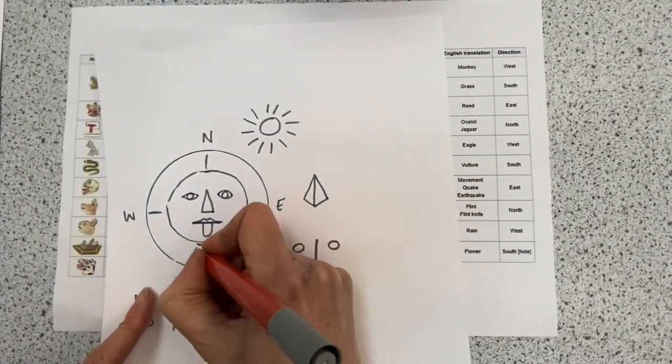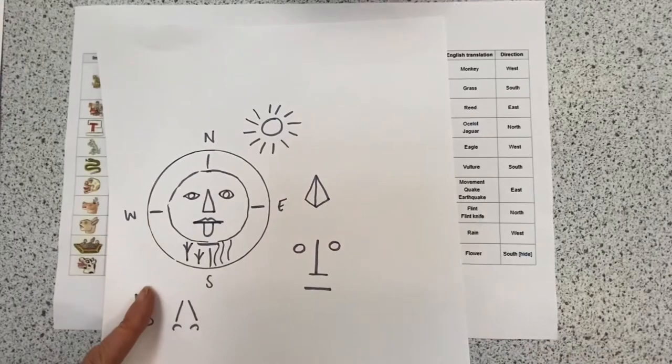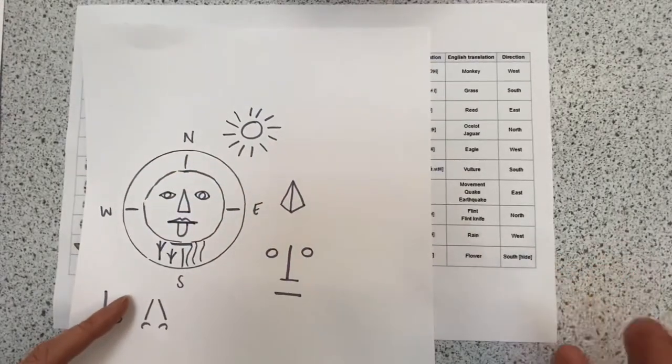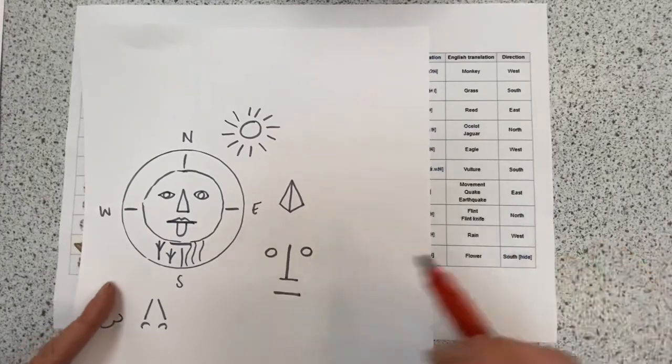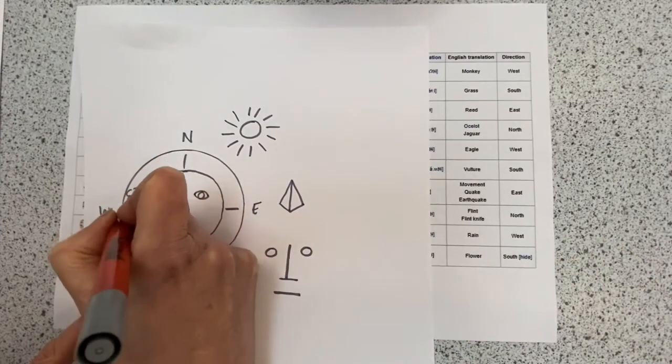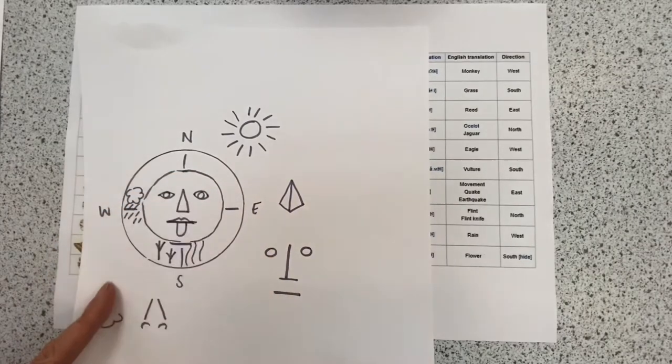I might go for some bird footprints as opposed to drawing a full vulture, because it's going to be relatively small, what you do. So we might want to incorporate symbols. So rain in the west, I might put a cloud into it and draw some rain. So around the outer rim, I might start putting lots of different things.